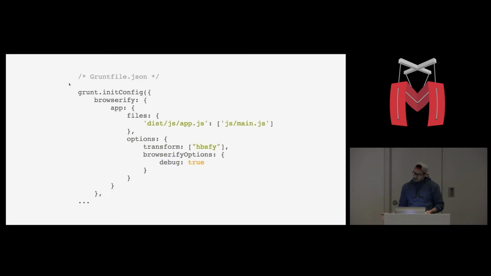And then again, looking at it in a grunt file, right? It's pretty much the exact same thing, except the only difference here is we're not calling anything from the command line. We're just specifying our entry point and our output. And we can handle the same type of options.